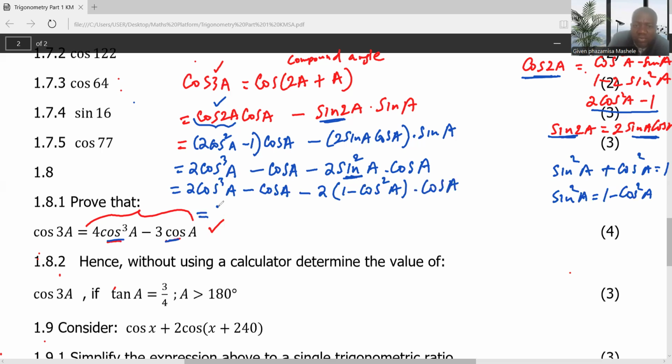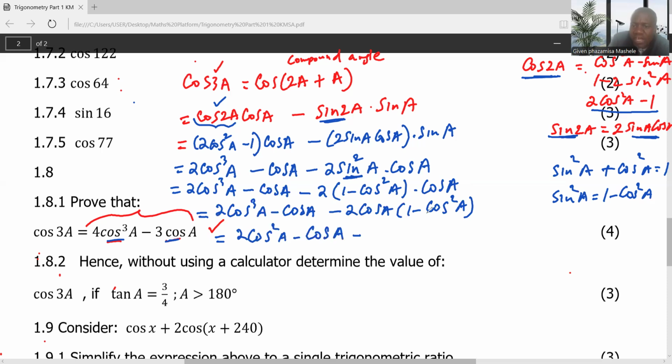This is 2 cos cubed a minus cos a, minus 2 multiplied by cos a, this becomes 2 cos a into 1 minus cos squared a. Then we remove the brackets again. 2 cos cubed a minus cos a. Minus 2 cos a multiplied by 1 becomes minus 2 cos a. Negative 2 cos a multiplied by negative cos squared a becomes positive 2 cos cubed a. Then we group the like terms.